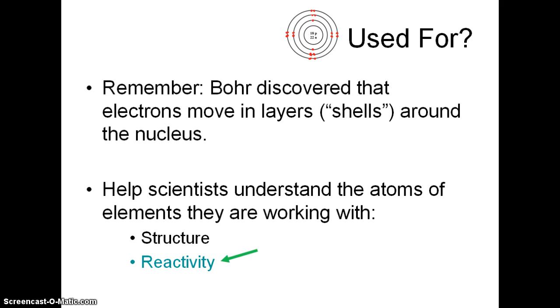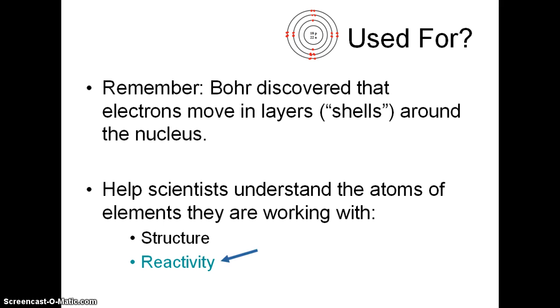All right, so remember that Bohr was the guy that discovered that electrons move in layers, or what he called shells, or energy shells, around the nucleus. And remember that he was close, that they do stay up in layers, but that they aren't in those perfect little orbits. So remember, when we're drawing these rings and creating these Bohr models, the circles aren't orbits. Those are just representing the distances that the electrons stay at.